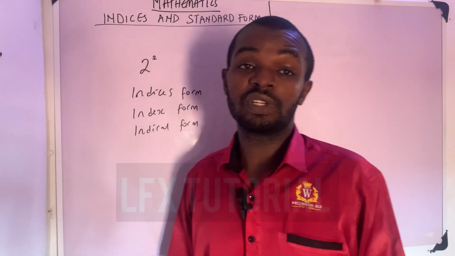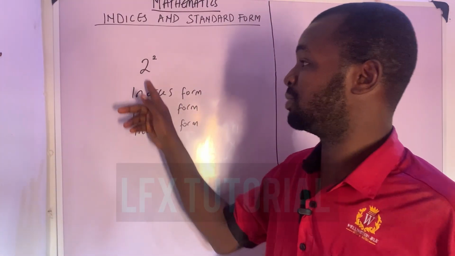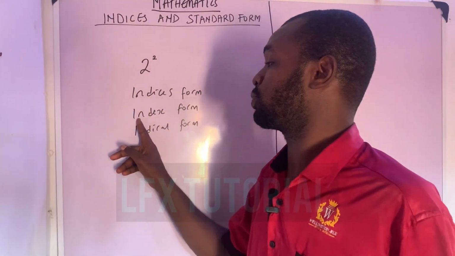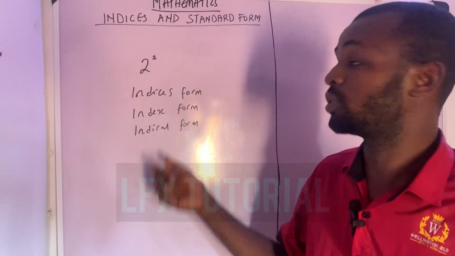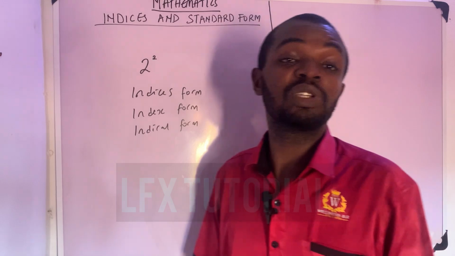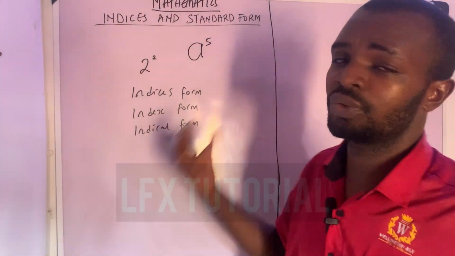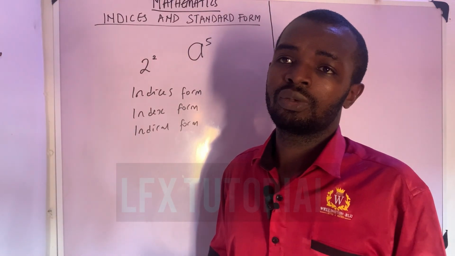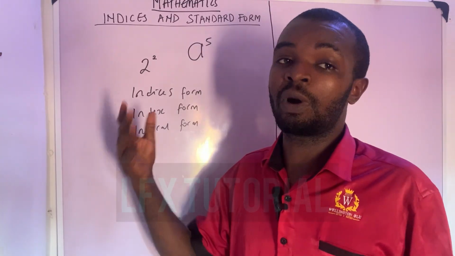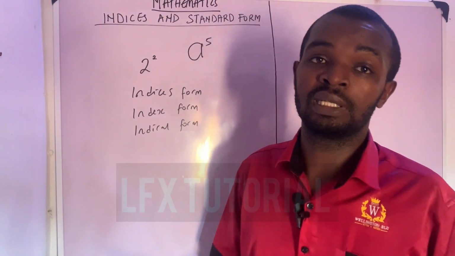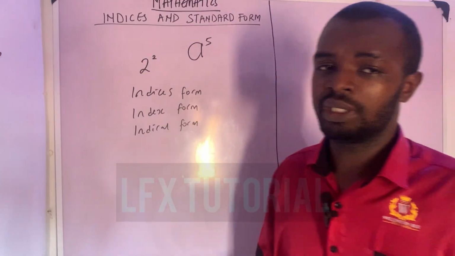So after solving a question, if you are asked to leave your answer in indices form, it means it must be in this form. If you are asked to put your answer in index form, it will be in this form. If you're asked to leave your answer in indical form, it will also be in this form. Indices simply means numbers or letters. It can also be a raised to power 5, which is also in index form. Once a number or a letter has power, that letter is in indices. Now coming to standard form, they are similar.